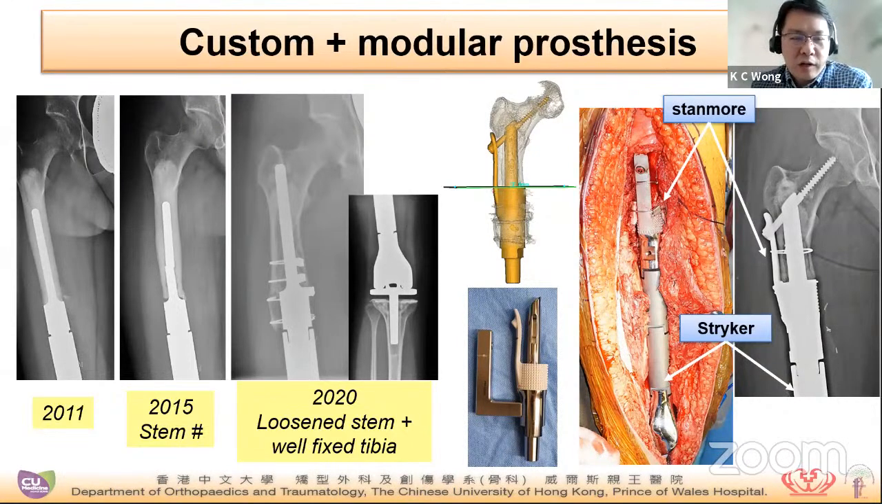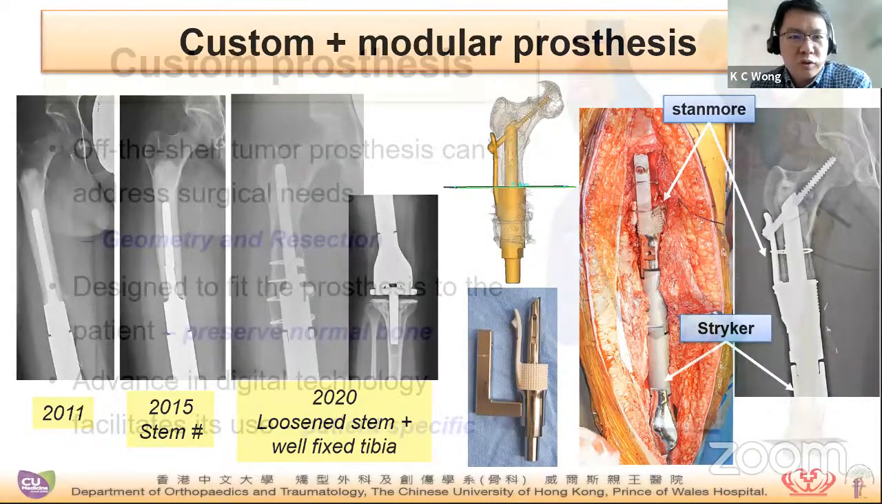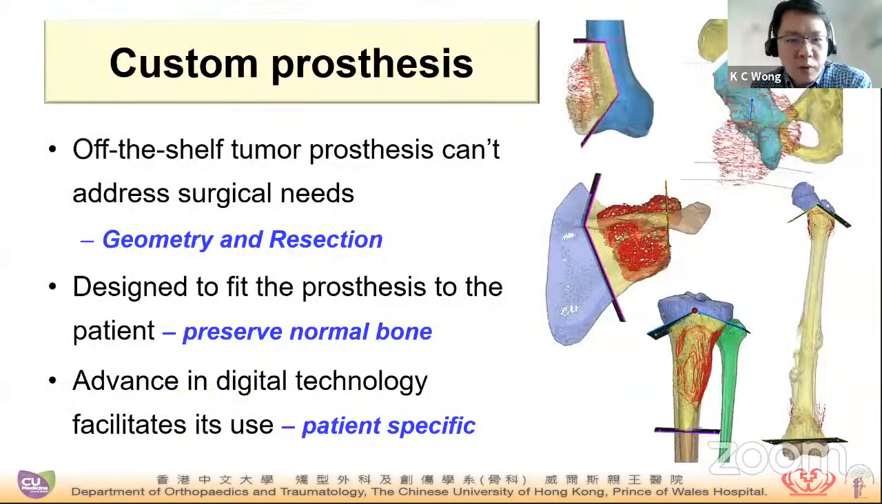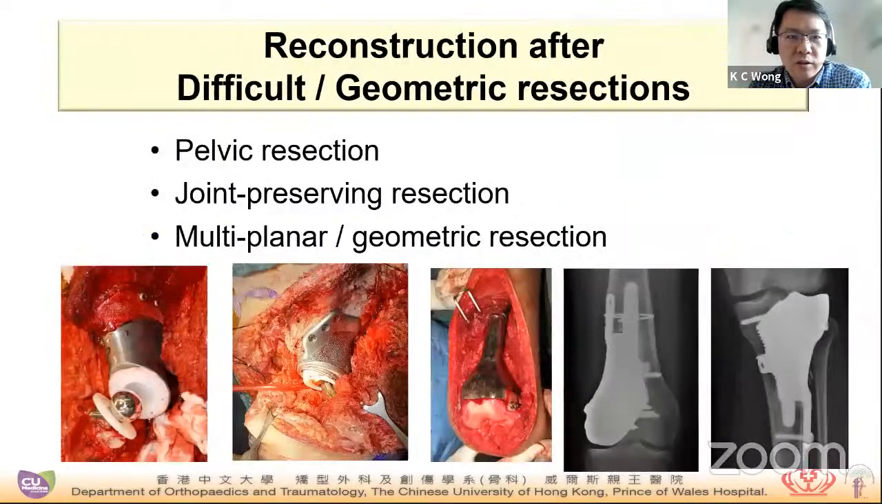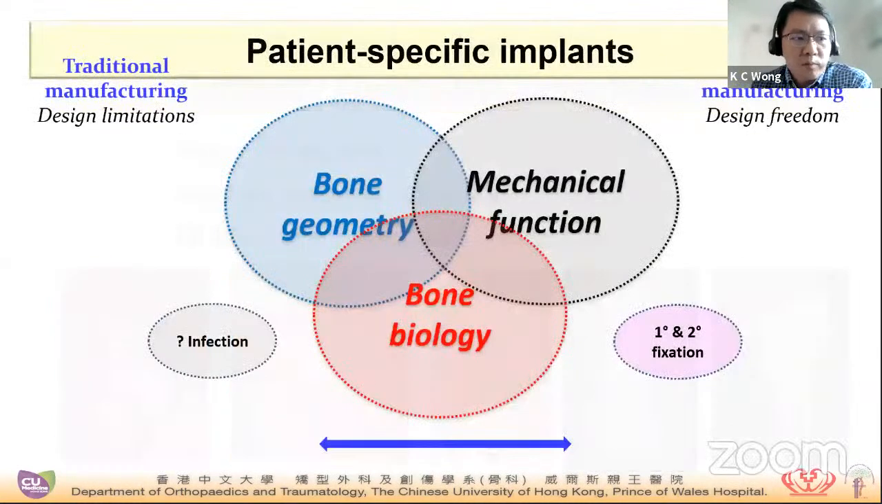Here is a summary of our philosophy of custom implants: off-the-shelf implants cannot address surgical needs, and you want to preserve normal bone. Advances in digital technology have allowed us to do more patient-specific surgery. If you want to do pelvic resection, joint-preserving resection, or geometric type resection for your cases, you can consider this option. This is the working list for when we talk with the implant engineer. You need to make sure about the bone geometry, mechanical function, especially fixation and junctional healing, and whatever method you can discuss with the engineer to address this.